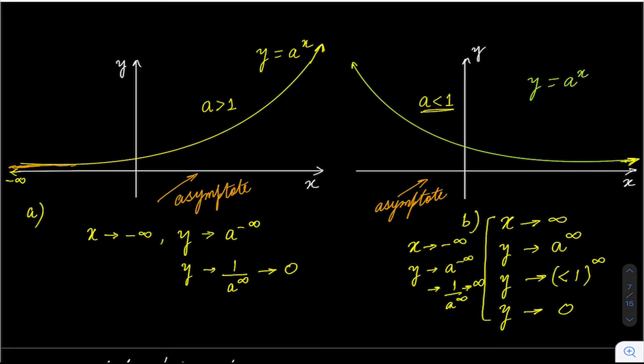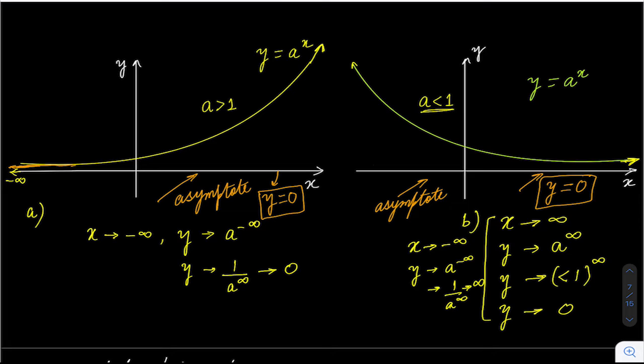So what is the asymptote for a power x? It's the x-axis. Now what is the x-axis? The equation of the x-axis is y equals 0. This is very important. And the same thing holds for when a is less than 1. Y equal to 0 is the asymptote. That's the first thing that you need to know: what is an asymptote and what's the equation of the asymptote for a power x.